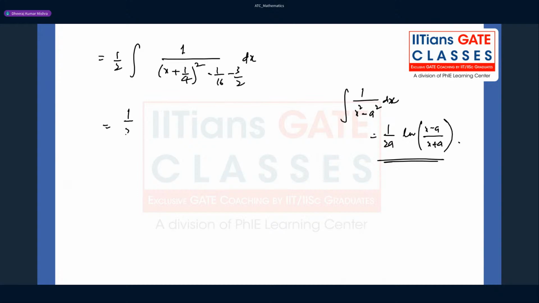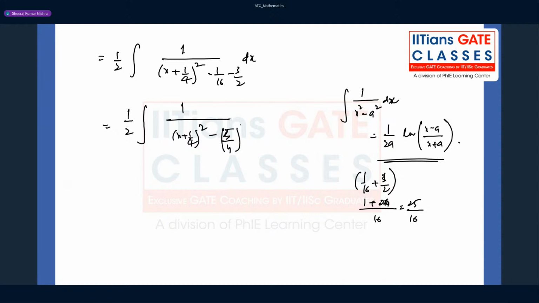So this is nothing but 1 by 2 integration 1 by x plus 1 by 4 whole square, and this you can simplify. What is this? You can say 1 by 16 plus 3 by 2. You can just simplify this. So 16 will be the LCM here, and this is nothing but 1 plus 24, so it is nothing but 25 by 16, right? So here you have got 5 by 4 whole square dx. Fine. So I think everybody is getting the steps, how we are going to do this question, right?